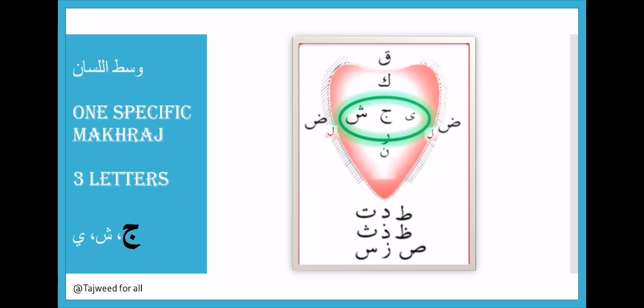Okay, so we have covered the aqsal lisan and now we will move to the wasatul lisan. Okay, wasat means what? Middle part of the tongue. As you can see from the image, the middle part of the tongue, it is 3 letters. Okay, which are they? The letter Jim, the letter Sheen, the letter Ya.